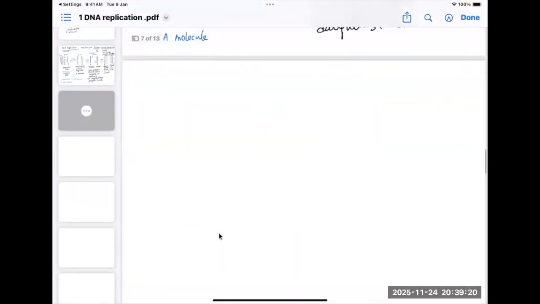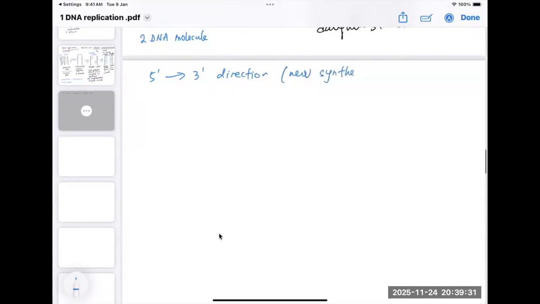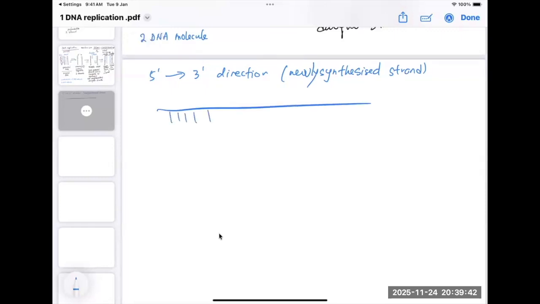So why is it always in a 5' to 3' direction? That means the new strand. Why do we always synthesize the newly synthesized strand that way? Okay, why is it always 5' to 3'? Now this is the template, right? The template is here. I just look at it in a linear way only.